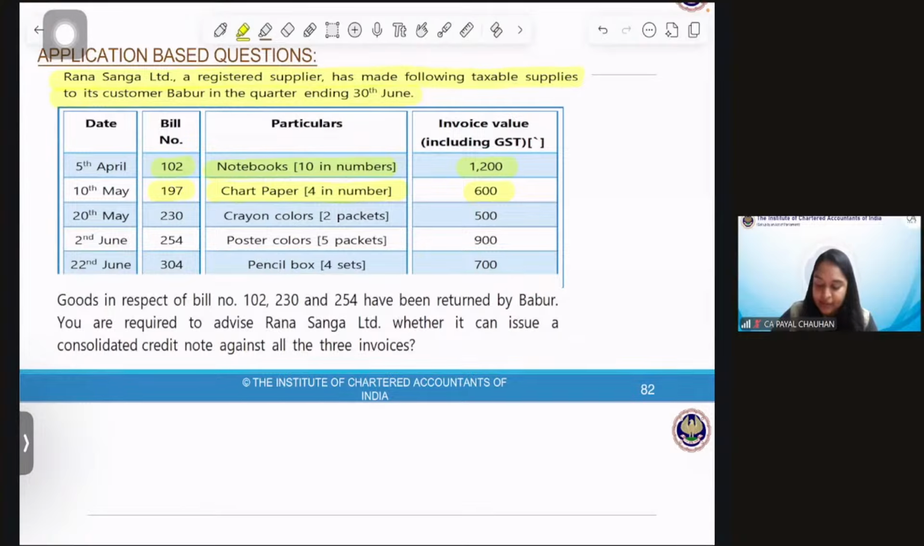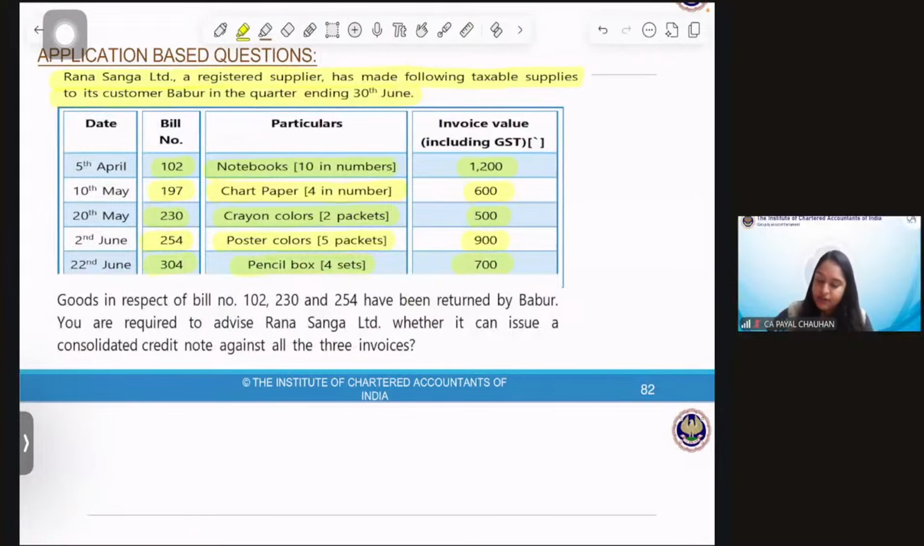Then on 20th May, bill number 230, crayon colors have been supplied for rupees 500. Bill number 254, poster colors have been supplied for rupees 900. And on the last, 22nd June, bill number 304, pencil box, 4 sets have been supplied for rupees 700. Till now, it is okay.